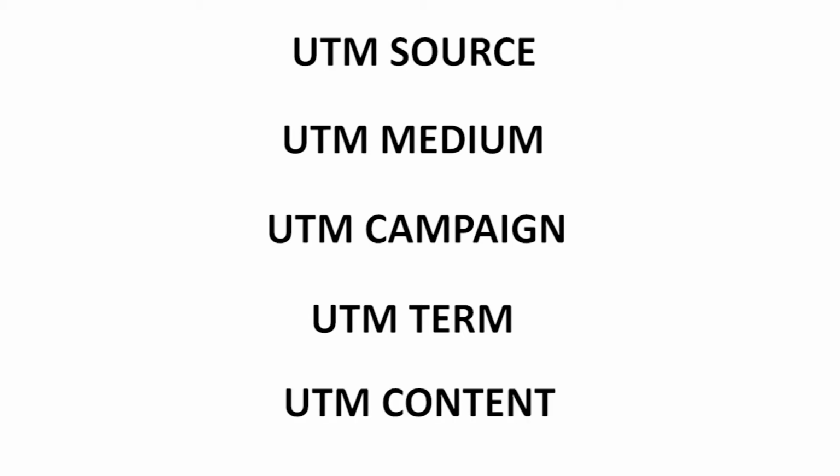And the last area is UTM content. Content is used to help you guys differentiate the links or the ads that point to the same URL link. Those are the 5 main areas that you want to keep track of when you're using UTM tracking codes.